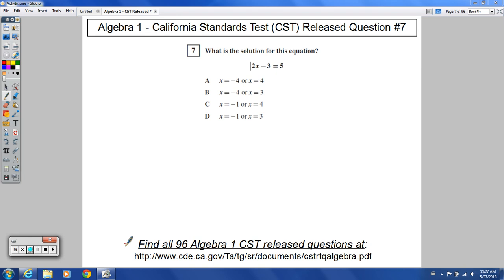Hey, welcome to Algebra 1 CST release question number 7. It says, what is the solution for this equation? You've got the absolute value of 2x minus 3 equals 5. So consider this before we go through this.